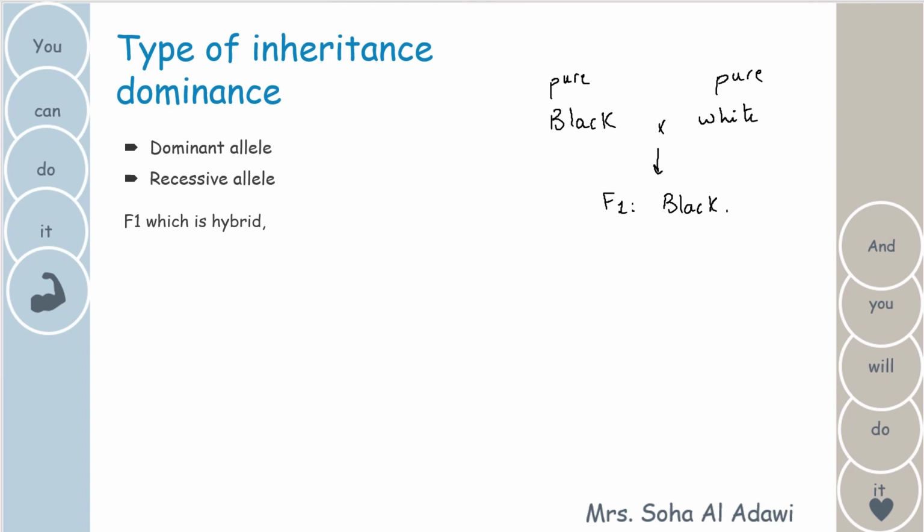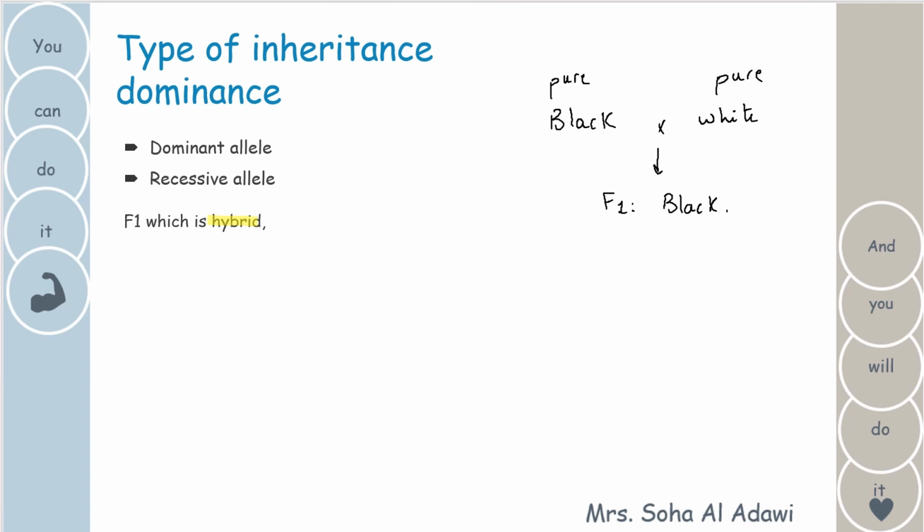And the question is: specify the dominant or the recessive allele, explain why it's a case of dominance, show that black is dominant. Any question of these, how am I going to explain that this is a case of dominance? First of all, you are going to start with F1. You must say F1, which is hybrid. This word is very important and you are going to get a mark on hybrid.